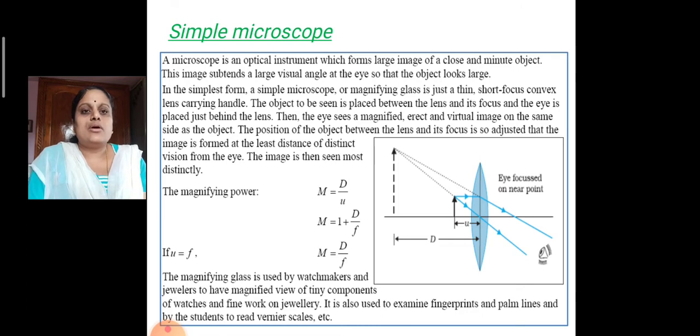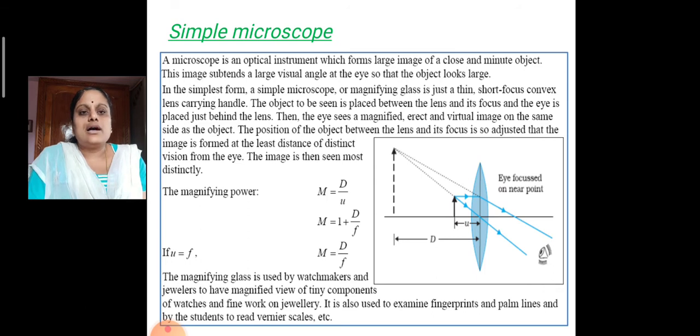The magnifying power of a simple microscope is given by m equals 1 plus D by f. Here m represents magnifying power, capital D represents the least distance of distinct vision or the near point of the eye, and f represents the focal length of the convex lens. If u equals f, then magnifying power m equals D by f.